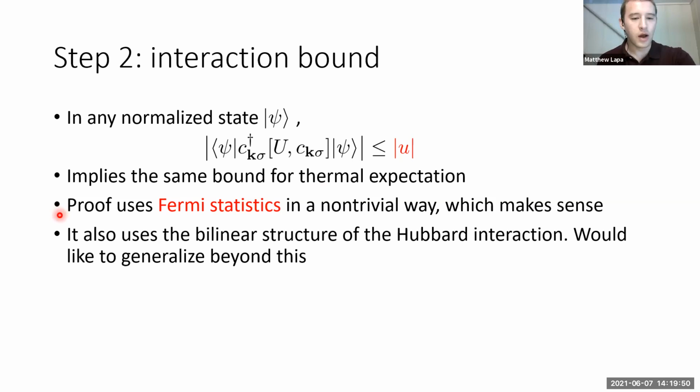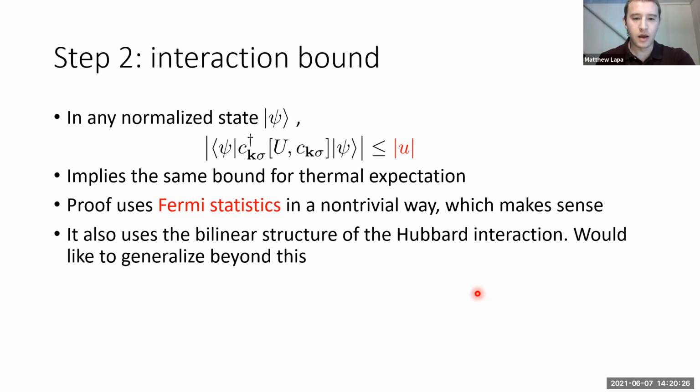The proof actually turns out uses the Fermi statistics in a non-trivial way, which makes it not valid in a bosonic model with the same type of interactions. And the proof that I found also actually uses the bilinear structure of the Hubbard model, that it has an interaction of the number operator for spin up times the number operator for spin down. And I think that's probably a limitation that's not physical. So there's probably a better version of this proof that doesn't use that, but so far I haven't been able to find it.